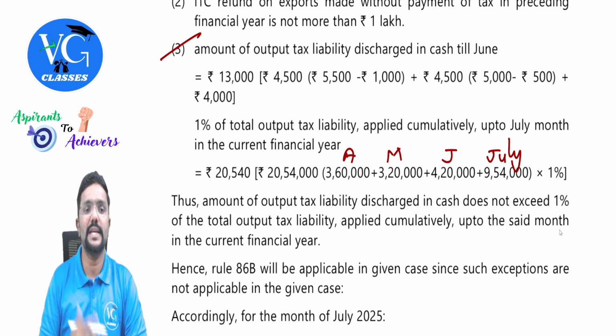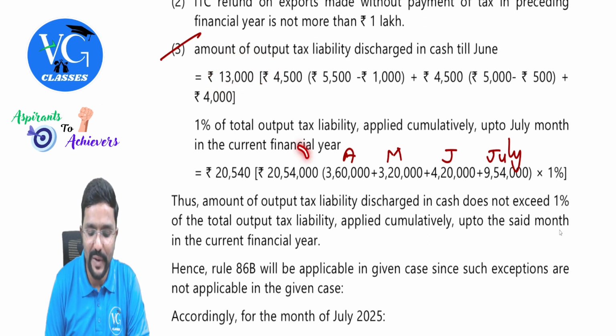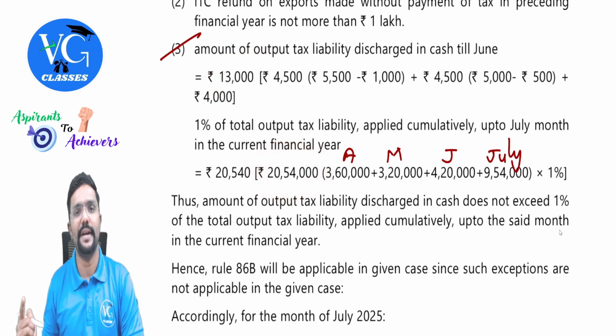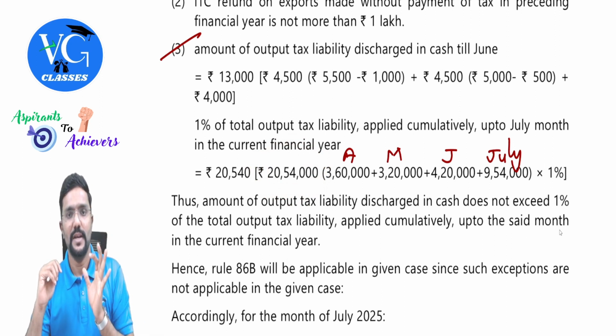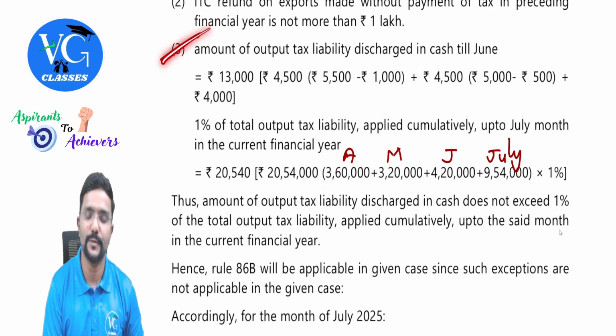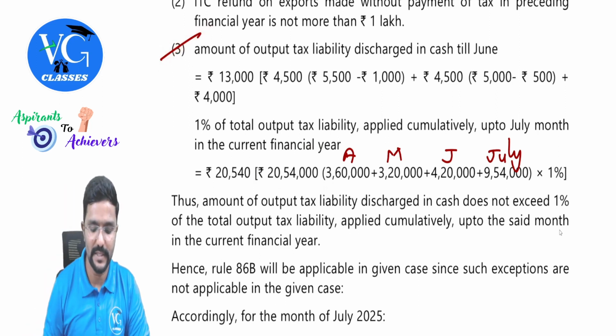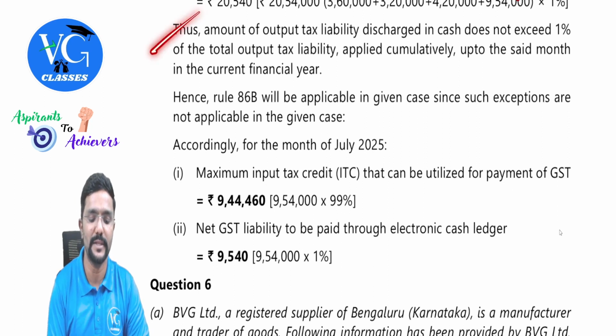Or else you can check like this also. Simple. Take this, divide it by 20 lakh 54,000 into 100, and see what the percentage is. It is less than 1%. So as it is less than 1%, it is not covered in the third exception also. Hope you got it. That means Rule 86B is applicable? Yes, sir, applicable in July month.